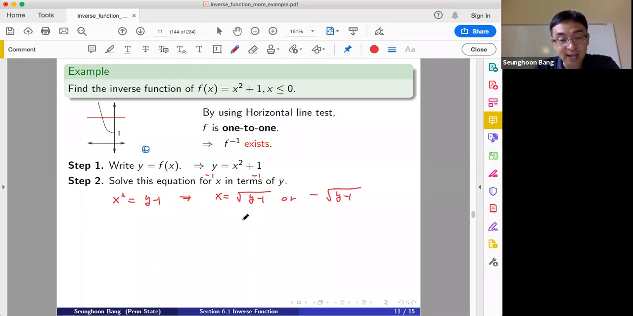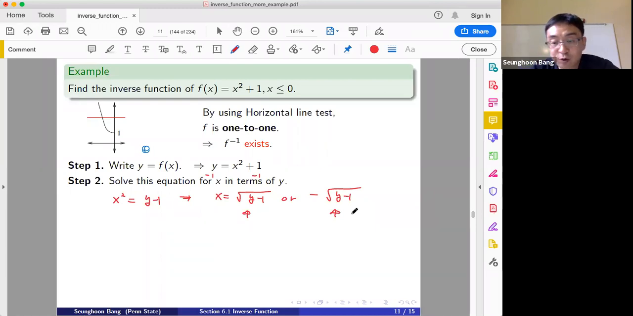So which one is x? Positive or negative? Could you write your answer? So which one is the right answer? Positive, negative, or both? Is positive the exact x? Is it right?